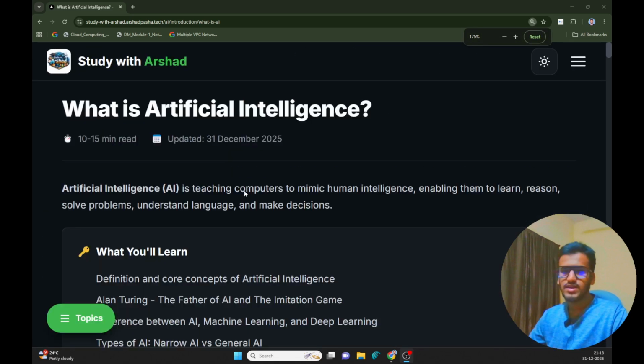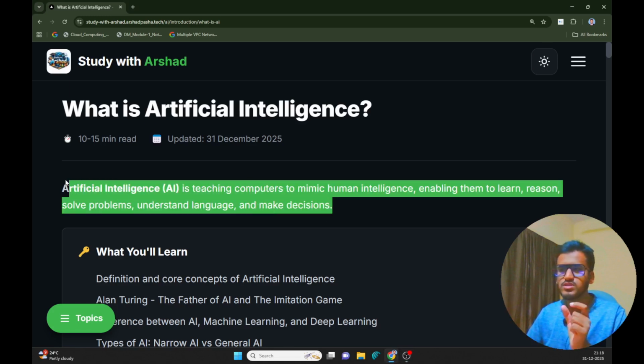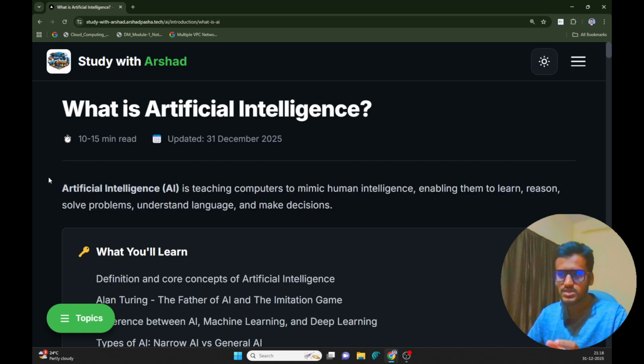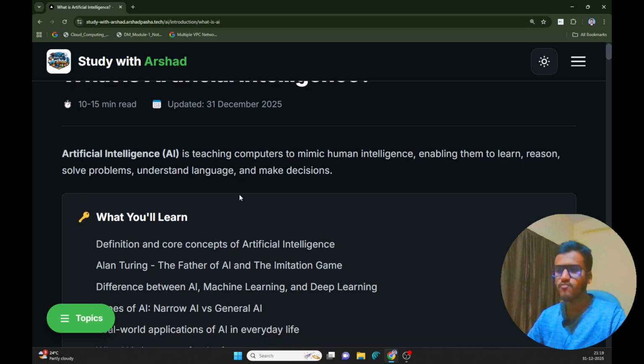First we will understand what artificial intelligence is with a full practical example. The basic technical definition, which you can write in your examination: artificial intelligence is a technique by which computers mimic human intelligence. It enables learning, reasoning, problem solving, understanding language and making decisions. If you write this in the examination, it is enough.